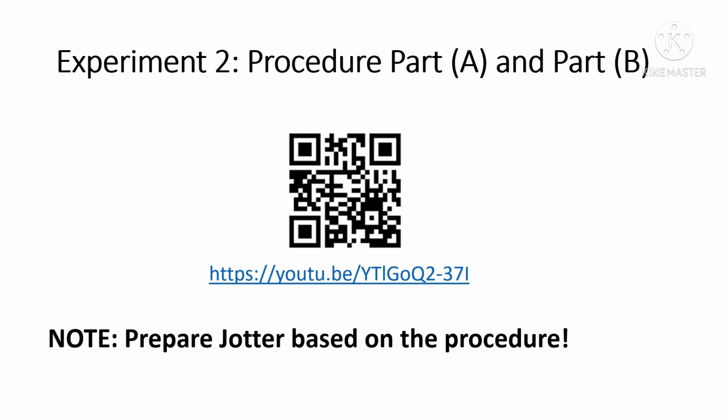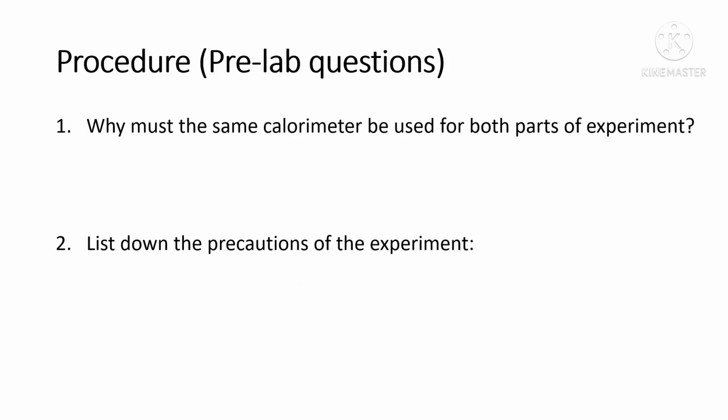Now we move on to look at the procedure of experiment 2. You may scan the QR code to look at how to perform the part A and the part B experiment, and you need to prepare a jotter based on the procedure. Now we move on to look at the procedure part in the pre-lab worksheet.